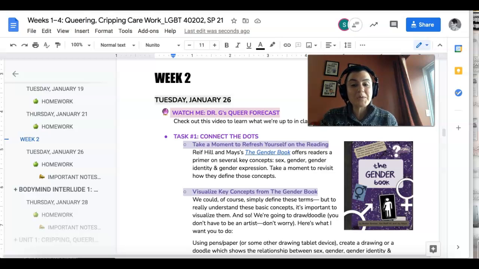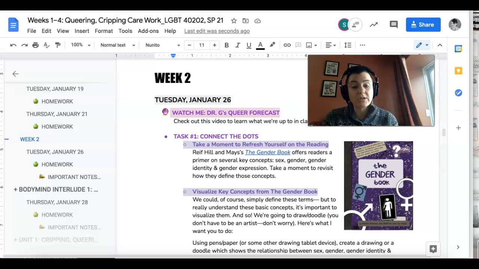Hey folks, so here's what we're doing today in class. For homework, you read The Gender Book, which is a fun little comic. What I want you to do is to just take a moment to refresh yourself on the reading.